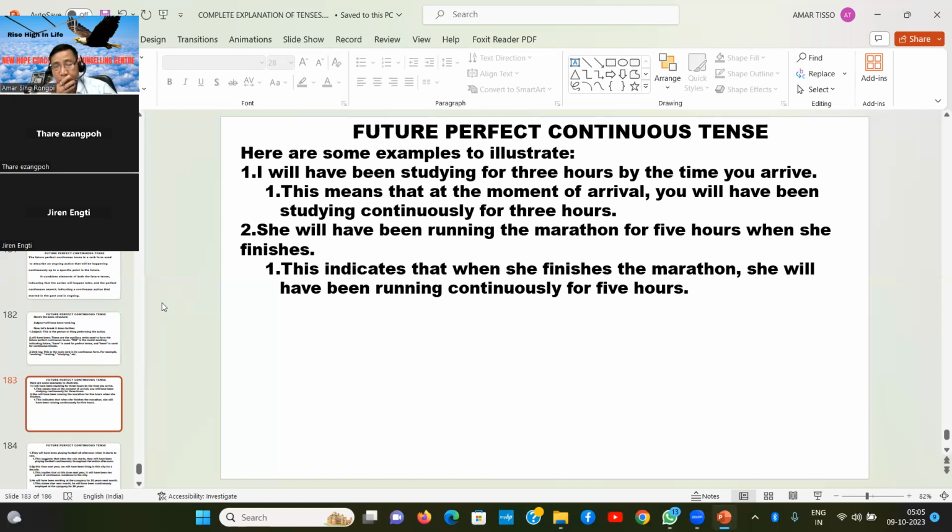That means it should be continuous, you know. That's why this indicates that when she finishes the marathon, she will have been running continuously for 5 hours. Because why future perfect continuous? It should be future. That means it should not complete. It should go on. And perfect means about the main verb, that is running. That should be perfect. That means already started, going on and continuous. That's why running continuously. Have been running is needed there. We have nothing to do with finishing the marathon or not, but it is with the running. So have been running continuously for 5 hours.